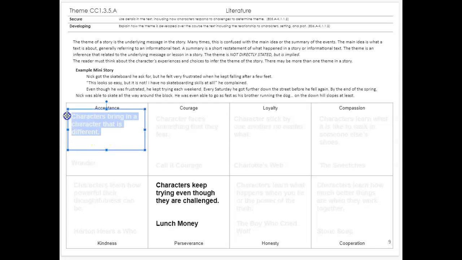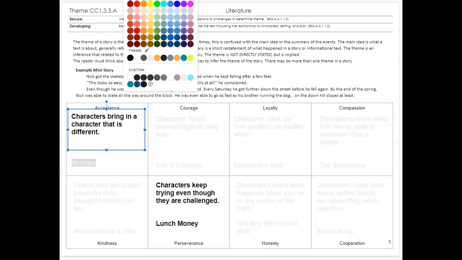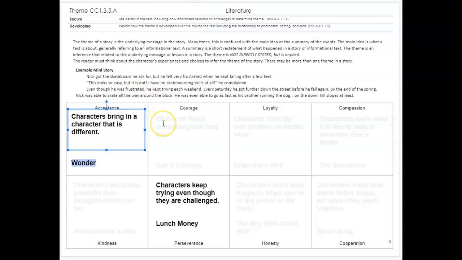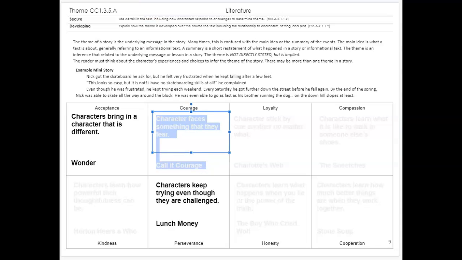So acceptance. Acceptance is when characters bring in a character that is different. An example of a story that does that would be Wonder. For courage, a character faces something that they fear. And there's a story called Call It Courage that has a character facing something that they are afraid of.